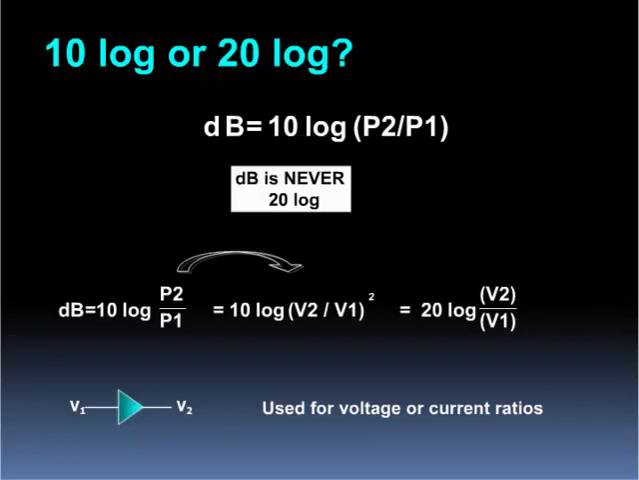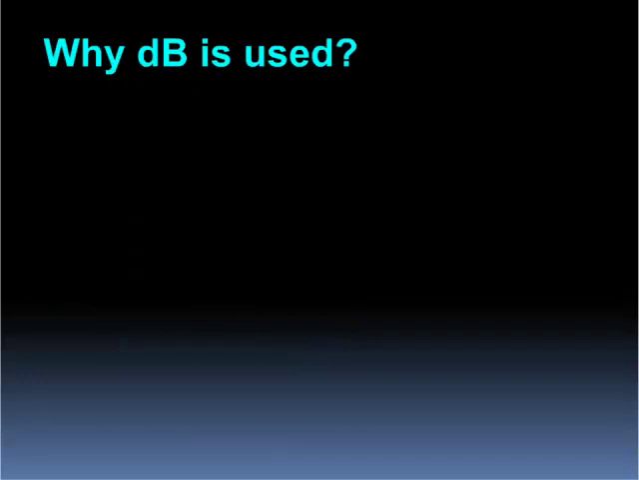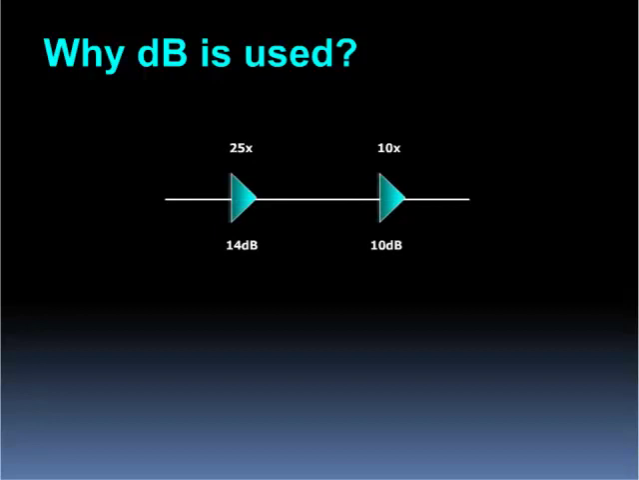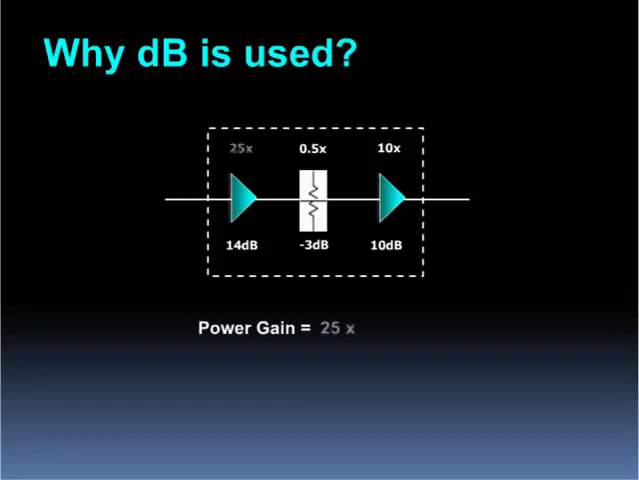dB is widely used by electronics engineers. Why is this so? Let us take an example of two amplifiers with different power gains and one attenuator with 3 dB power loss. To find the total power gain of the cascaded system, you need to multiply each individual power gain. However, when you calculate the total power gain in dB scale, you just need to add up individual power gain and subtract power loss. This will simplify the calculation for engineers in their daily work.